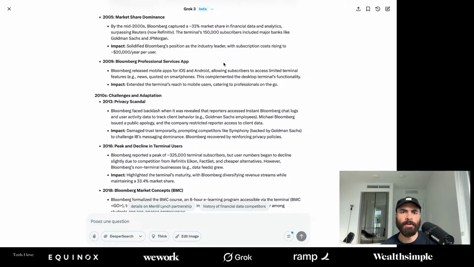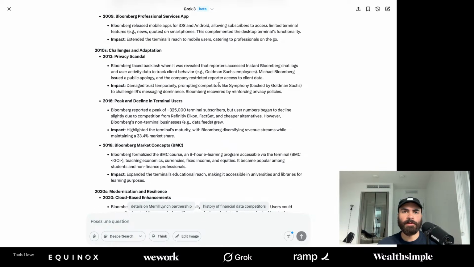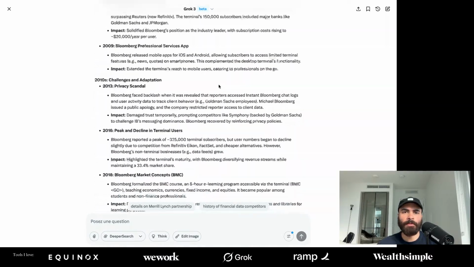Professional services app. Bloomberg released mobile apps for iOS and Android, allowing subscribers, oh wow, they were early to the game, 2009. Access limited terminal features, news, quotes on smartphones. This complemented the desktop terminal's functionality. Extended the terminal's reach to mobile users, catering to professionals on the go.